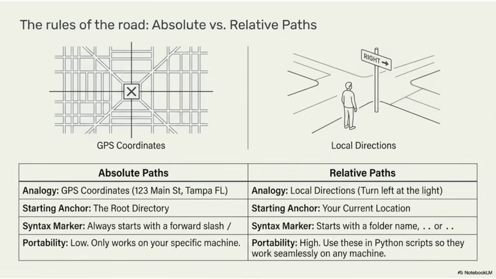A relative path starts from your current location, like saying, turn left at the light. It doesn't start with a /. It uses folder names or .. relative to where you are now. Portability is a key difference. Absolute paths only work on your specific machine. Relative paths work on any machine, because they're expressed relative to the project structure, not to a specific user's home directory. Use relative paths in Python scripts whenever possible.